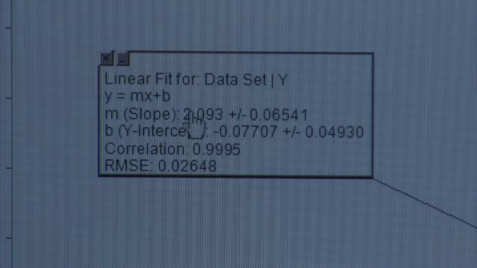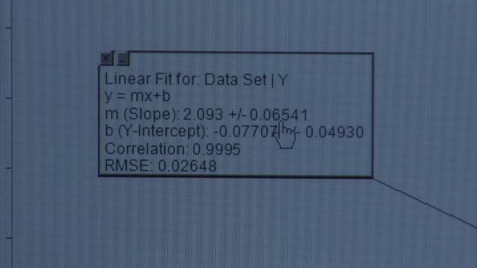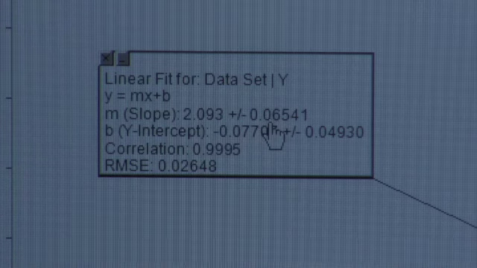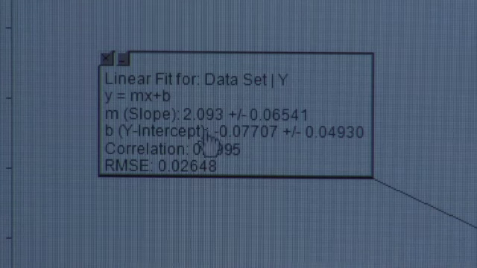The slope is what we're looking for, and the slope value is 2.093 plus or minus 0.065. So it's 2.09 plus or minus 0.07 to be consistent in the 2 values to the hundredths place. So 2.09 plus or minus 0.07.